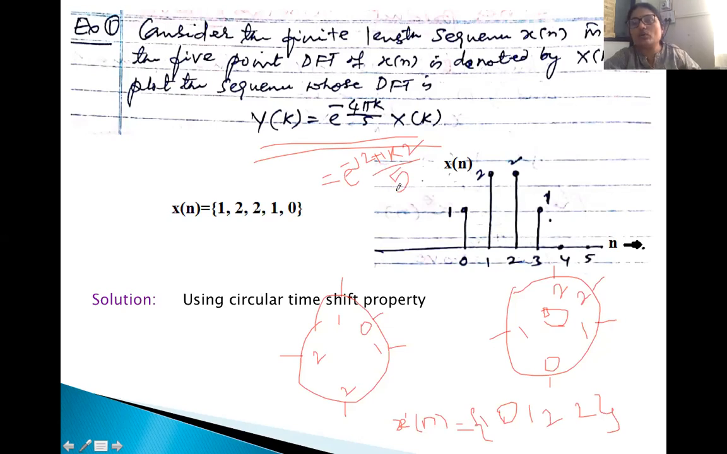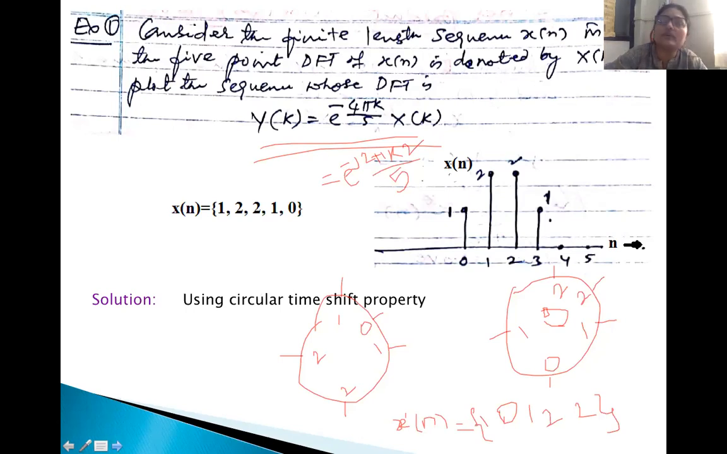5 is representing the number of samples present in that particular sequence. So this 5-point sequence is being shifted by 2 units in the anti-clockwise direction, and the new sequence is obtained here. This kind of property is called the circular time shift property. Here we have applied it because we have multiplied the sequence in the frequency domain by the exponential part, and because of this the sequence in the time domain gets shifted, right? So this is the next property, called the circular time shift property.